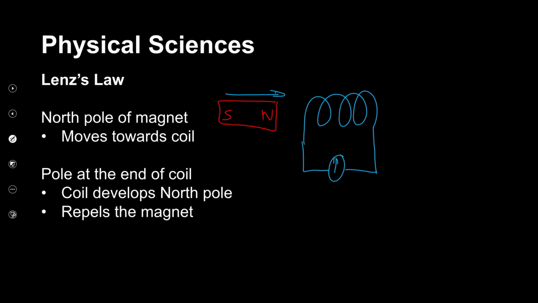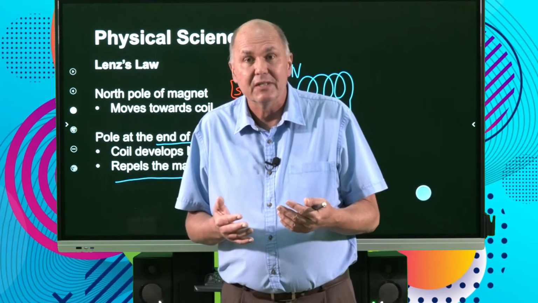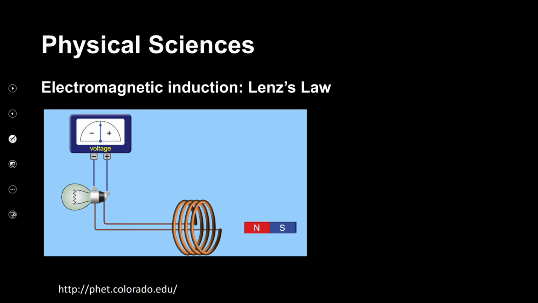And so as the north pole moves towards the coil, what happens to the pole at the end of the coil? Well, it's going to develop a north pole because north repels north. So it wants to create repulsion. Okay? It repels the magnet. And in that process, by creating a north pole, there is an induced EMF, there's an induced current that passes through the coil. Let's do one more situation, and let's make sure that we've got that very clear. So if I'm moving this north pole towards here, this end is going to become a north pole.